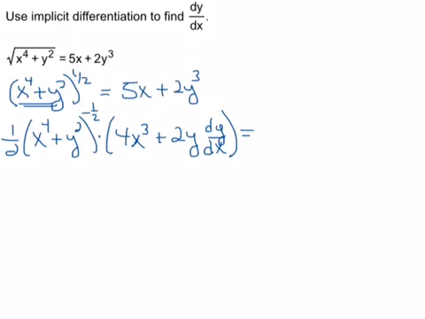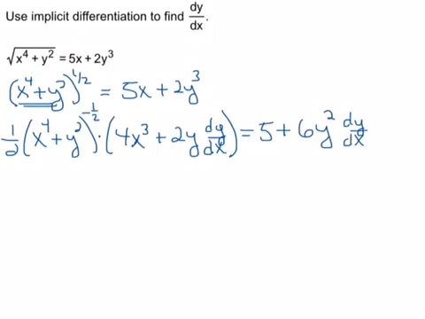The derivative of 5x with respect to x is just 5, but the derivative of 2y cubed with respect to x is 6y squared, and again, because this is a derivative of y's with respect to x's, we need to put a dy/dx at the end. Okay, the calculus is now done.